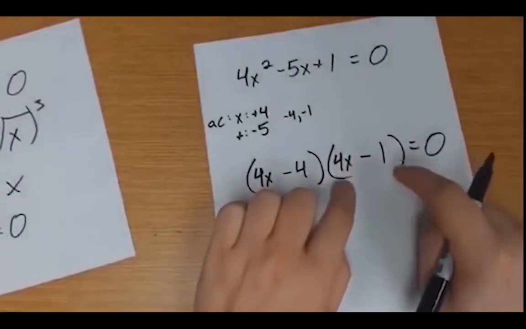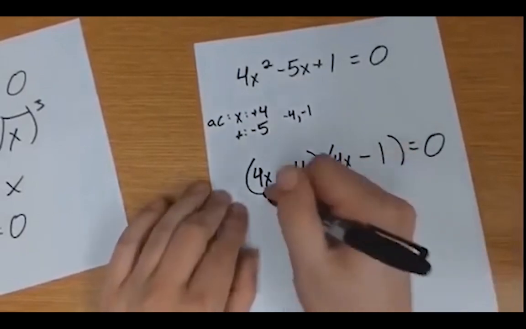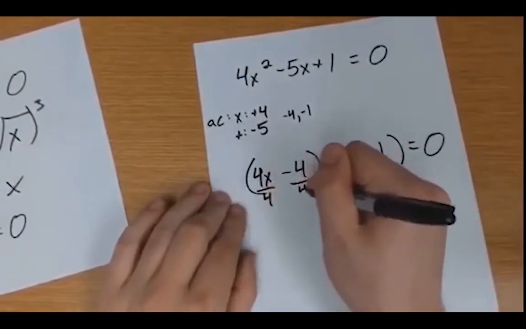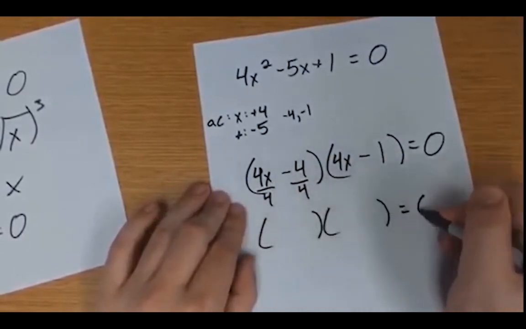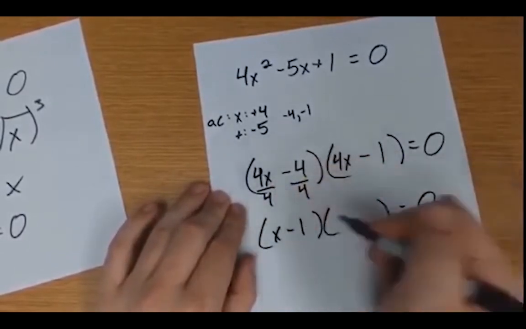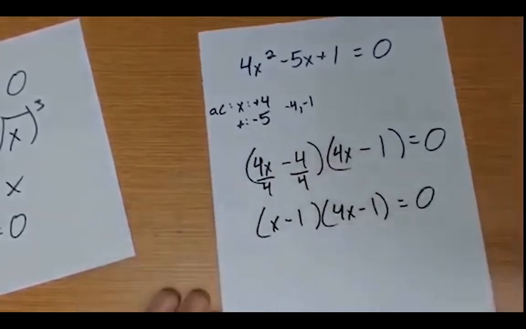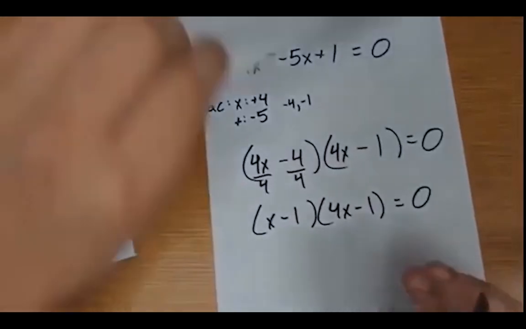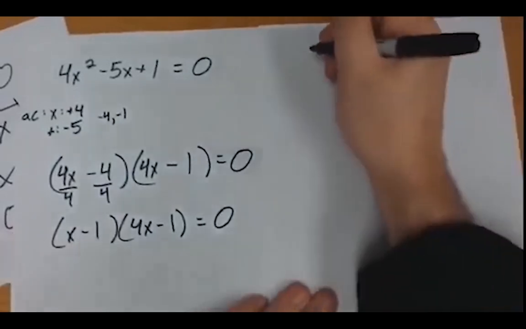Nothing in common here, so we're not going to divide by anything. What do we have in common here? A 4. Let's divide by 4. So this is x minus 1 times 4x minus 1 equals 0. You don't believe me? Let's do the actual AC method, side by side.